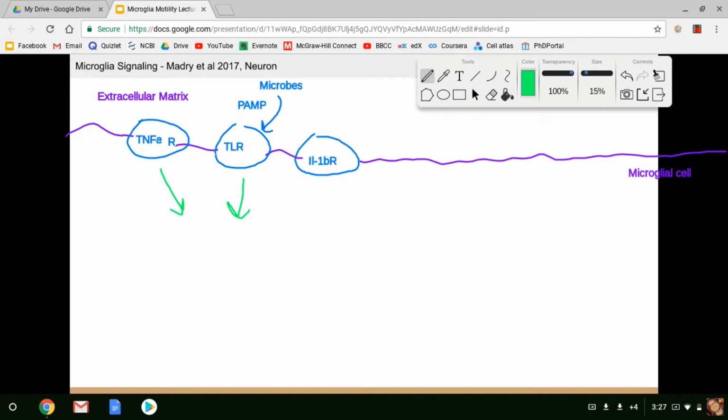And what's fascinating about all these different inflammation sensing receptors is they tend to converge on a single pathway. And this pathway begins with IKK. IKK stands for inhibitor of kappa B kinase. Inhibitor of kappa B kinase.